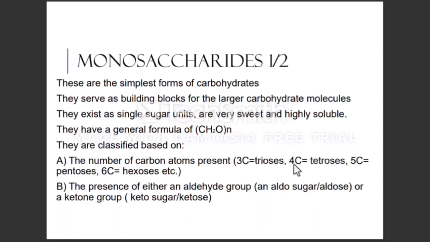Then you have tetroses that contain 4 carbons, and pentoses with 5 carbons. So we're going to look at all of that in detail. So they have the presence of either an aldehyde group or a ketone group, as we previously said. So if they have an aldehyde group, we are going to call them aldose sugars or aldoses. Remember, -ose is a suffix to indicate we are talking of a sugar. So if they contain the ketone group, we will call them keto sugars or ketoses.